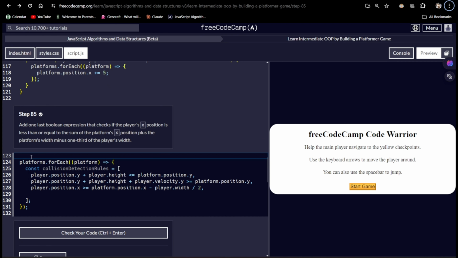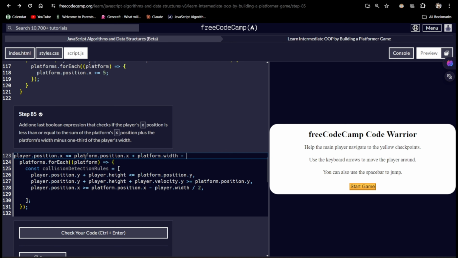Add one last Boolean expression that checks if the player's X position is less than or equal to the sum of the platform's X position, and more. So, we check the player's position of X, and if it is less than or equal to the sum of the platform position of X plus the platform's width minus 1/3 of the player's width.